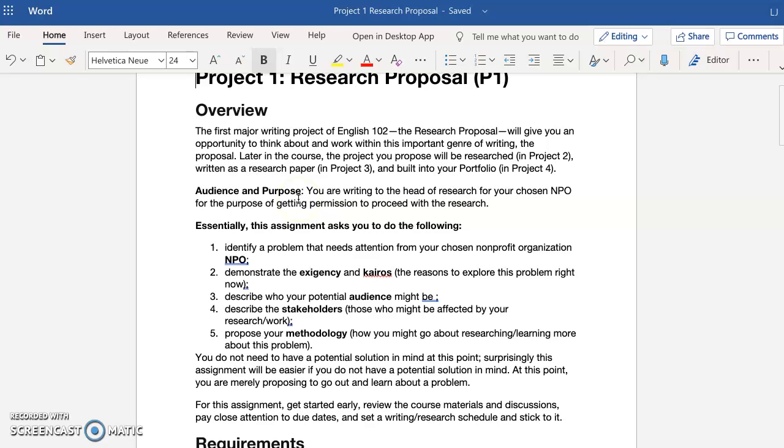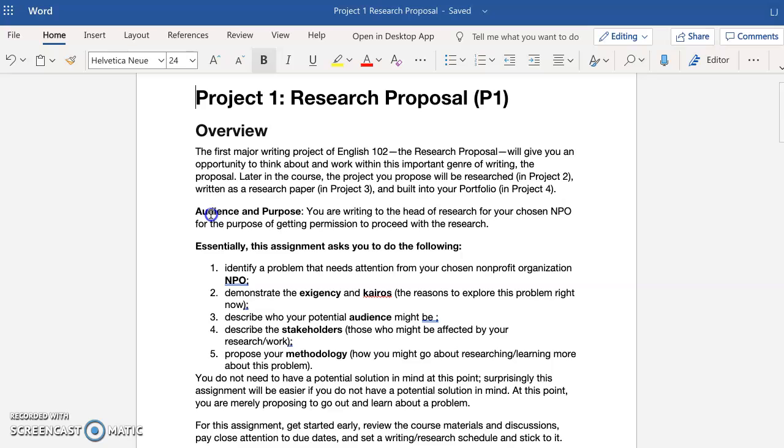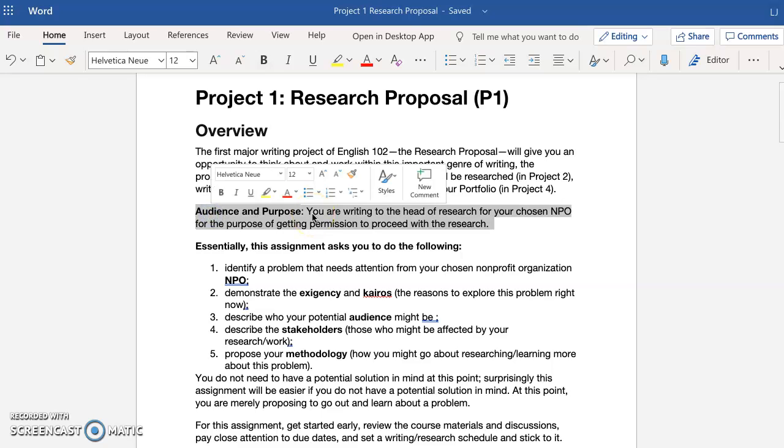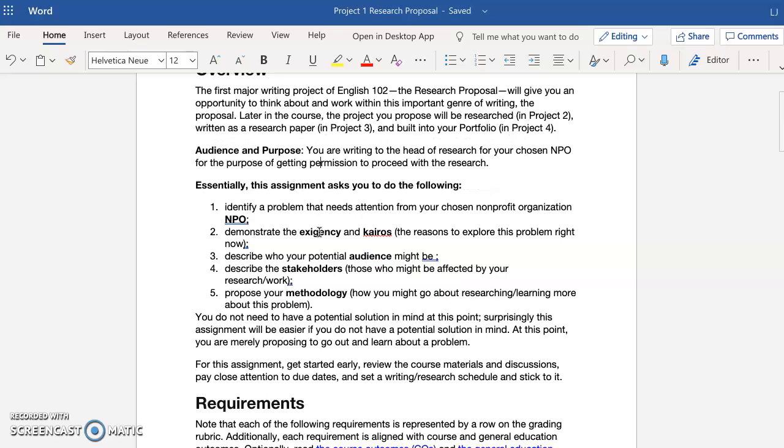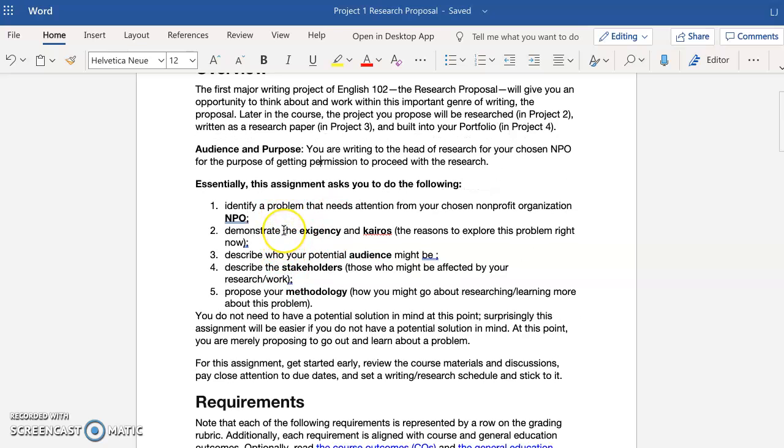Just to talk briefly about audience and purpose, you're writing to the head of research for your chosen nonprofit organization for the purpose of getting permission to proceed with the research. That's kind of just what I went over. There are 5 things that this proposal needs to do. This proposal is a functional document in that it has to do these 5 things.